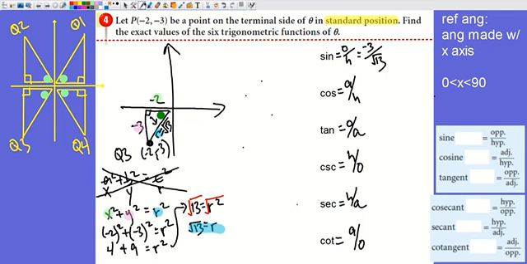Cosine. What is adjacent to the green dot? The answer is -2. What is the hypotenuse? That's √13. Again, remember the hypotenuse never changes. I need to simplify this, and I did not simplify them yet, but we're just going to keep the ball rolling here. Now tangent is opposite over adjacent. Opposite of the green dot is -3. Adjacent is -2.